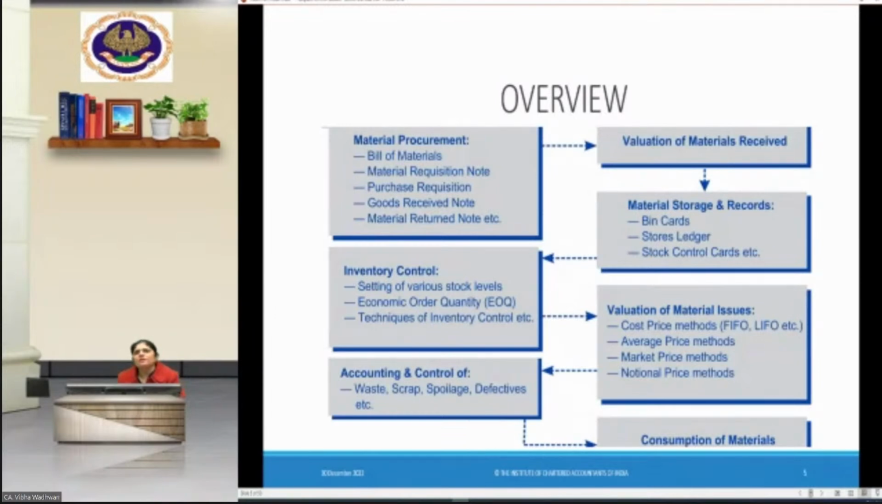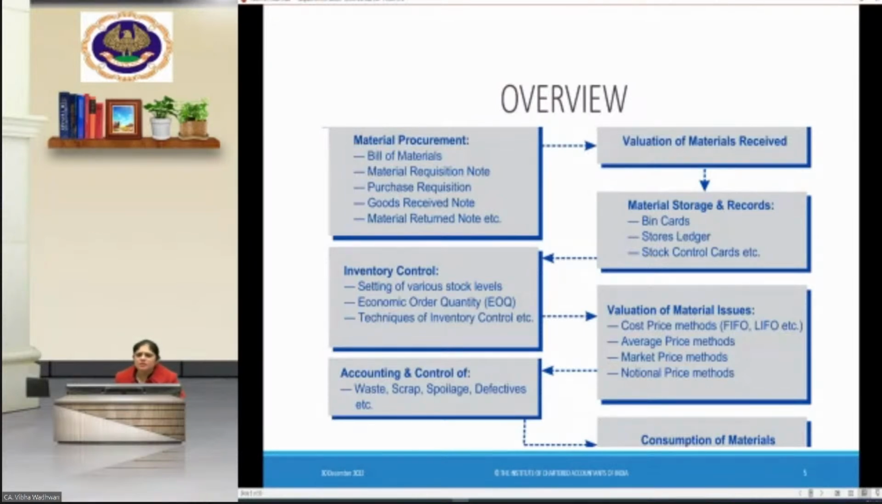So then we return the goods which are not up to the mark, or up to the standards, or not as per the specifications mentioned. We return the goods along with a material return note, saying that these goods are not up to the mark. We are returning them to the supplier after inspection, of course, and then we issue a material return note. So these are basically the notes and forms which are issued when we purchase the material or we issue the material for production.